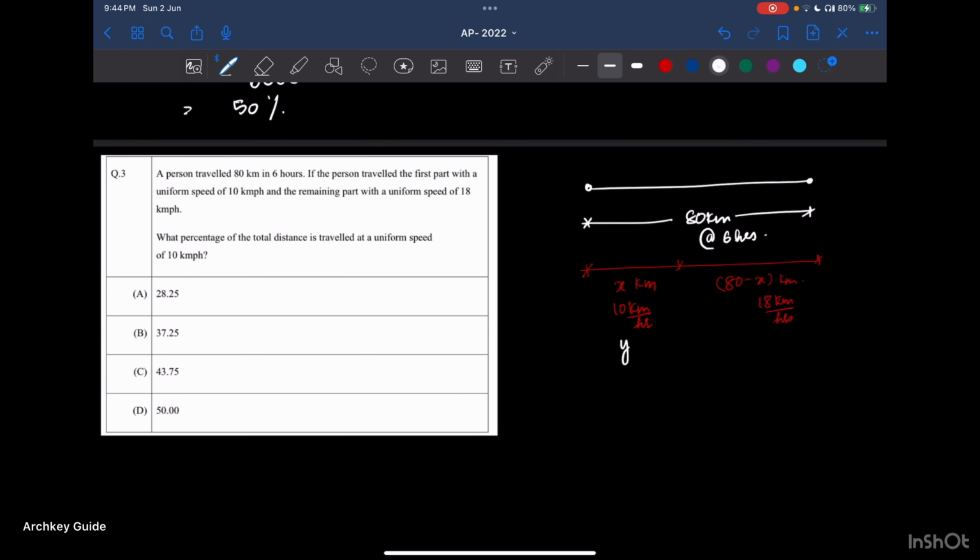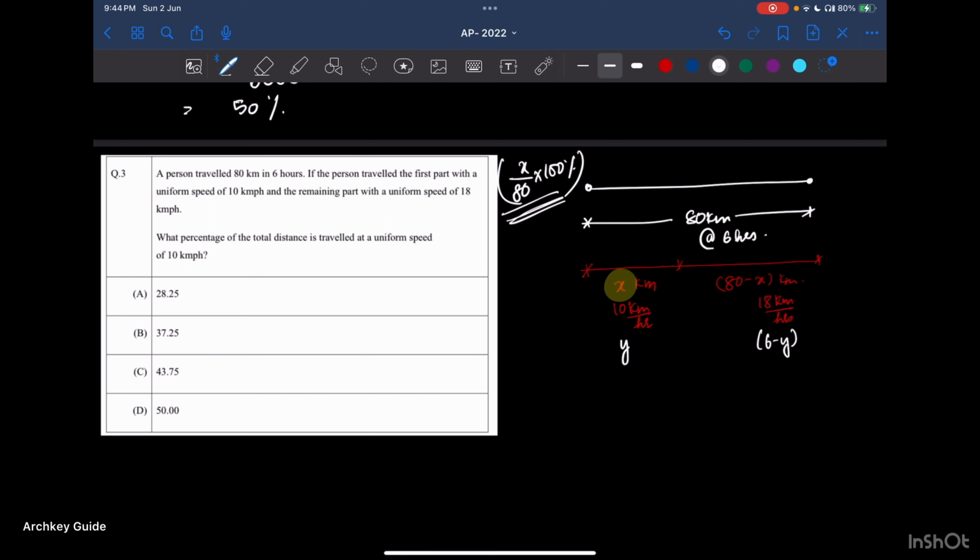Let's say y hours, and this would be 6 minus y. Fine. Okay. What percentage of the total distance is traveled at the uniform speed? So they basically want this at the end. What is x? As in percentage. They want x divided by 80 into 100 percentage. This is their final answer.